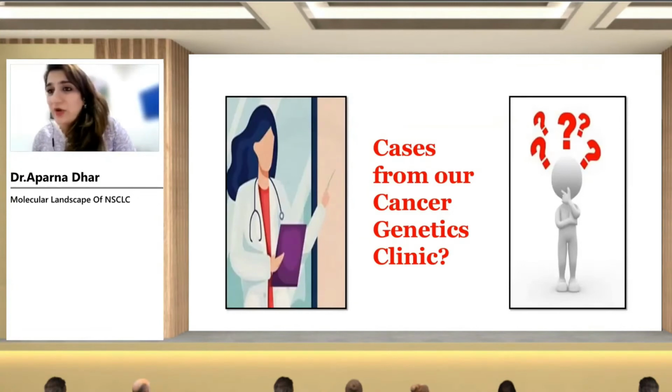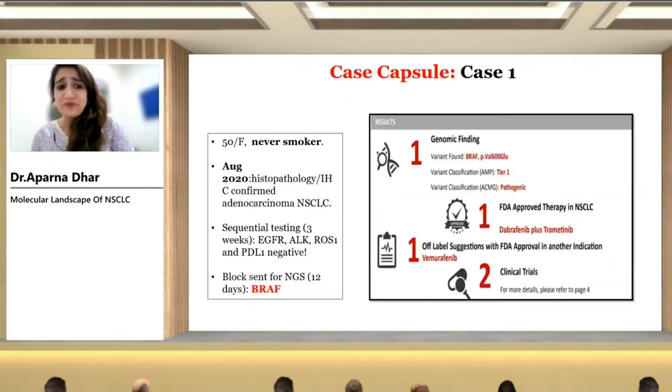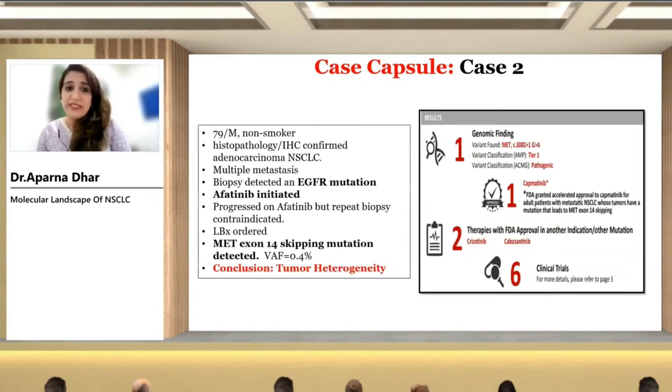I just very quickly wanted to illustrate whatever was spoken through cases. This is a 50-year-old female with NSCLC, and they did sequential testing, the very quintessential EGFR by RT-PCR, ALK by FISH, ROS1 by FISH, and PD-L1. Everything came back negative. She was 50, she was young. At this point, we luckily had some tumor. We sent it for NGS, and a BRAF mutation was detected. She was started on a BRAF with a MEK inhibitor.